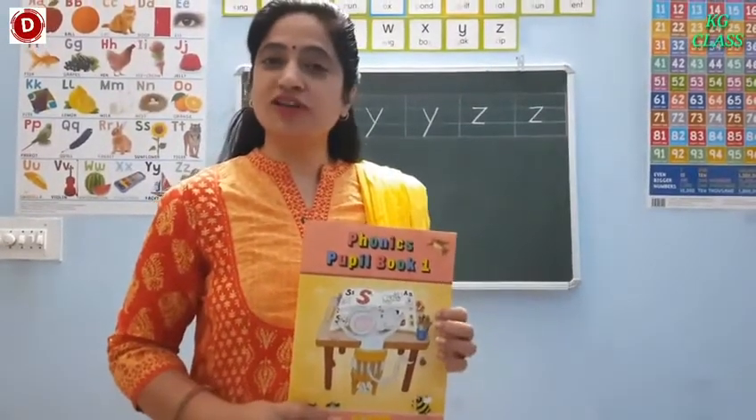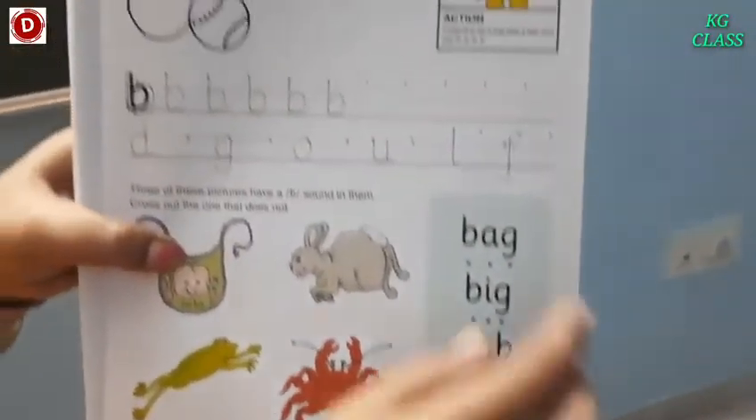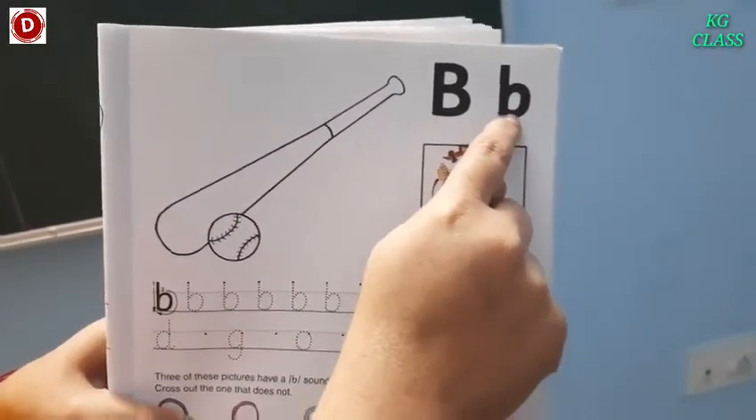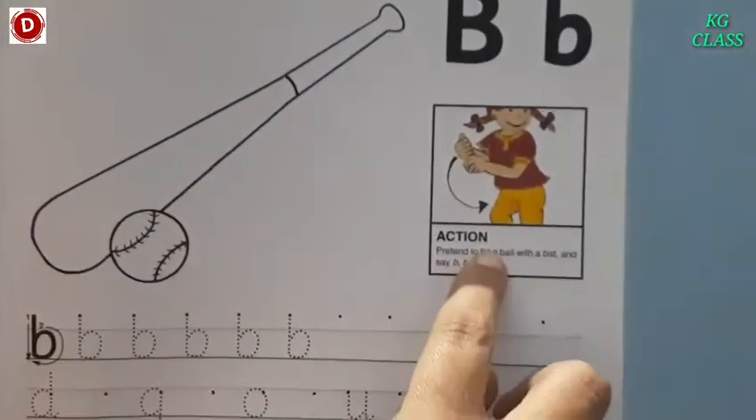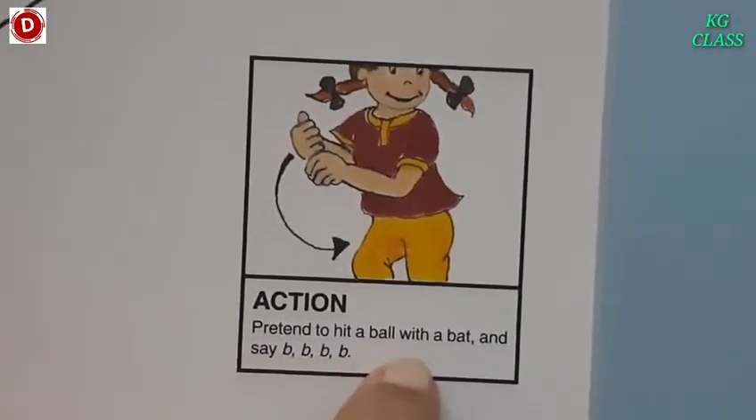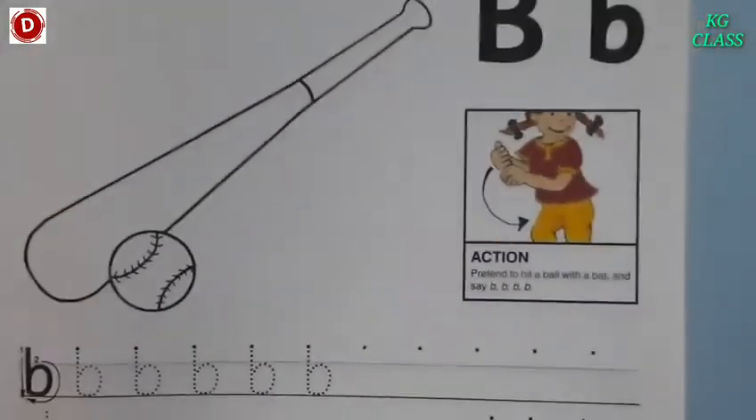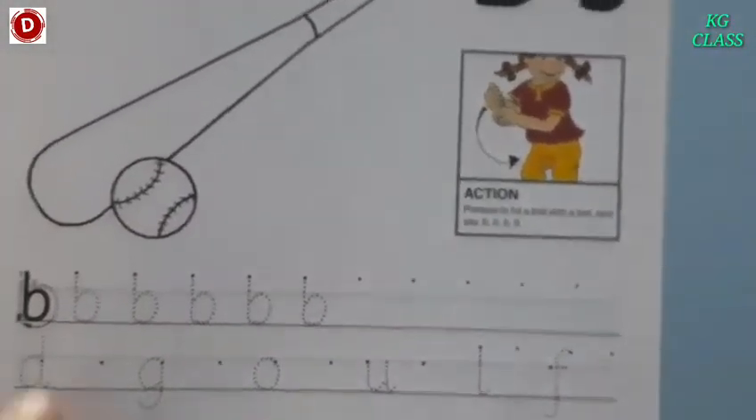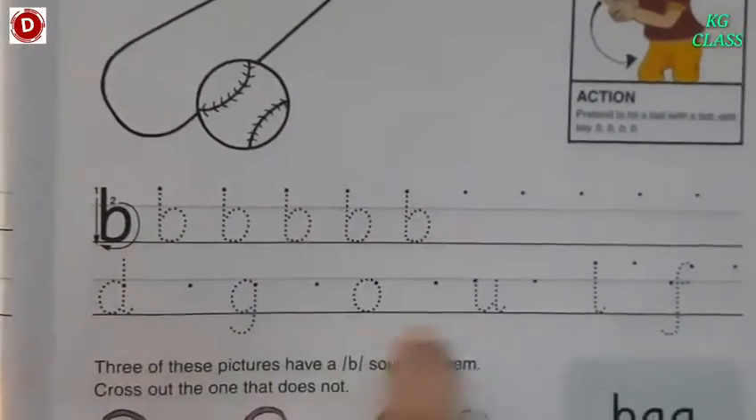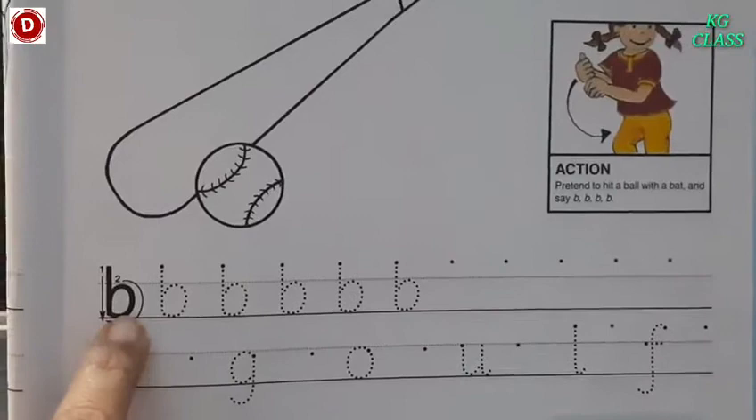Children, now bring your phonics pupil book 1 and now open page number 19. Today you will learn the sound of the letter B. This is capital B and this is small b. And B says B. Now see children, what action you have to do? You have to pretend to hit a ball with the bat. And then you have to say B, B, B. Alright children, so this is the sound of letter B. And then you have to trace and write small b in the first line. And then these letters in the second line. So let's start writing in the book.